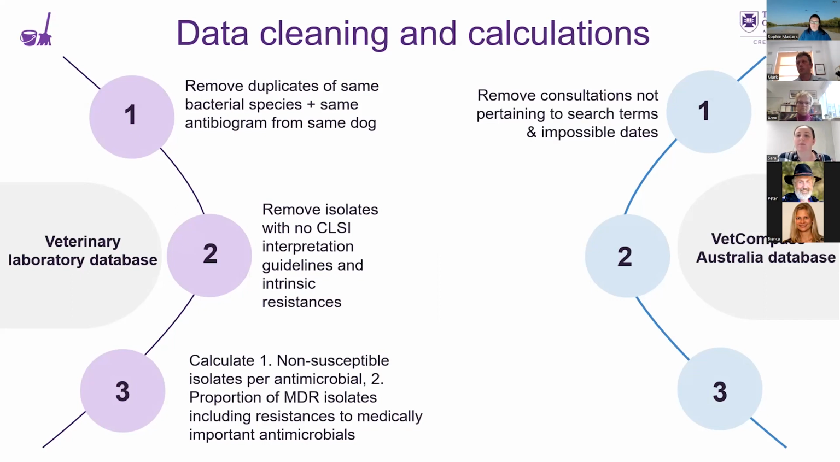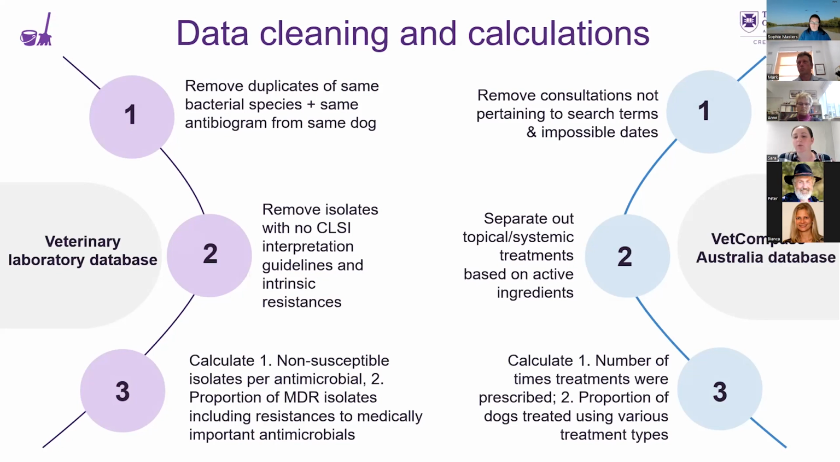For the VCA database, any consultations not pertaining to the search terms or any impossible dates will be removed, and all consultations of dogs with pruritic skin and ear conditions will be kept. The next step is to separate out topical and systemic antimicrobial treatment types based on their active ingredients and purpose, before calculating the number of treatment types that were prescribed, and then the proportion of dogs treated using those various treatment types.